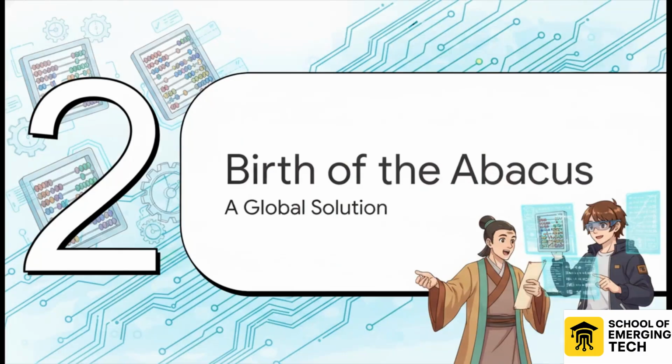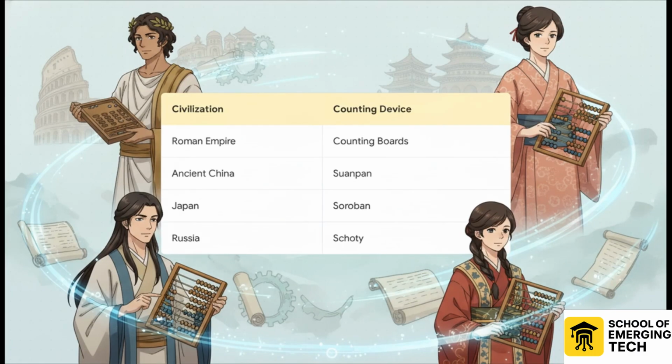Section 2. Birth of the Abacus. And this brilliantly illustrates the global solution that emerged around 2,000 years ago to solve this pressing mathematical crisis. Different civilizations developed their own distinct counting devices.